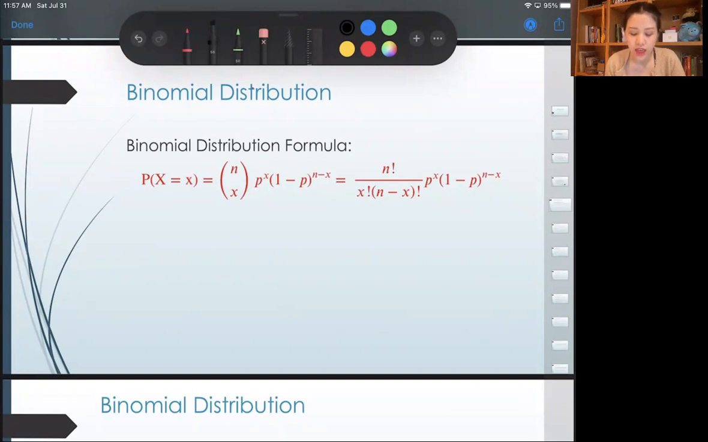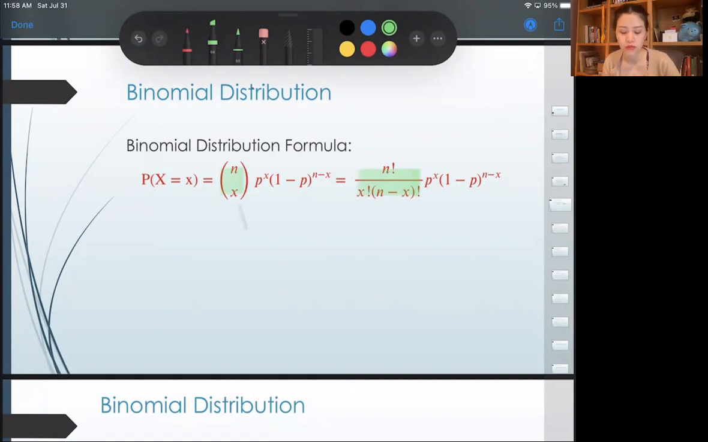It is read as n choose x times p to the x times quantity of 1 minus p to the power of n minus x. Or if you want to write it in factorial form, it is n factorial divided by x factorial times quantity of n minus x factorial. So this one is the same thing as this one. Whichever form you want to plug into your calculator is fine.